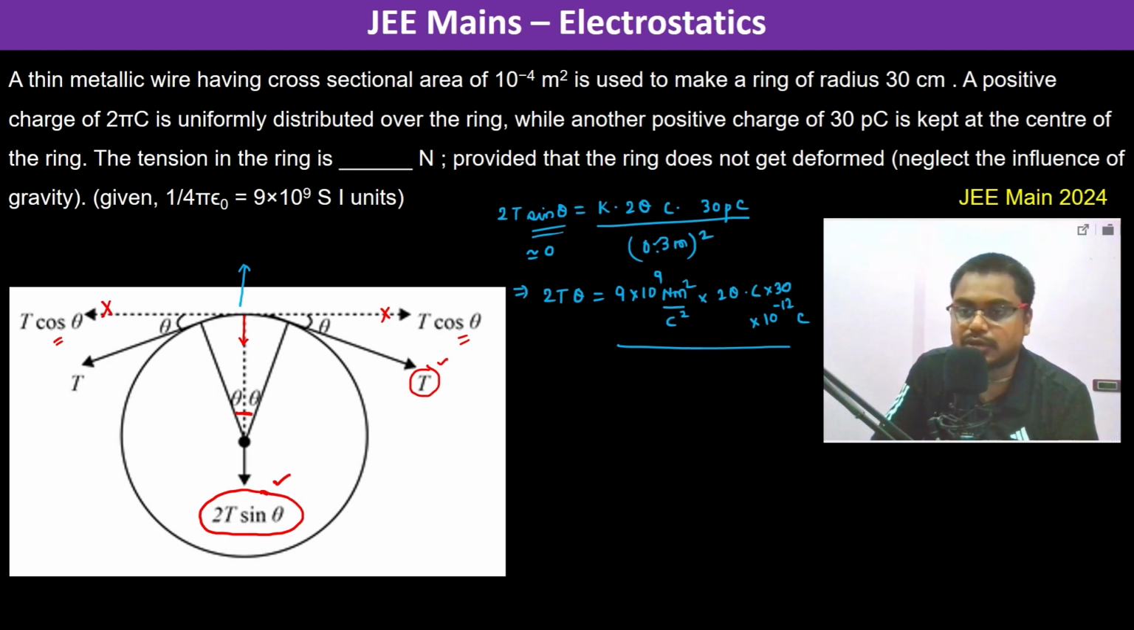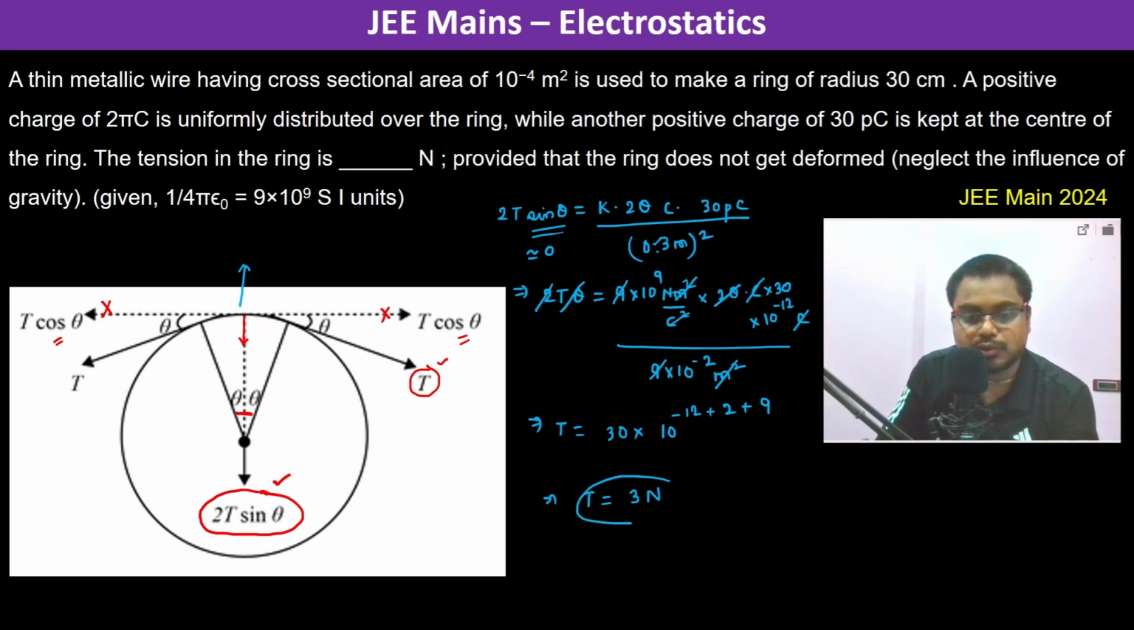So 0.3 squared is 9 into 10 to the power minus 2 meter square. Meter square is gone, coulomb square and coulomb is gone, so 2 theta on both sides is gone. So T becomes, the 9 and 9 also gone, 30 into 10 to the power minus 12 plus 2 plus 9. So tension actually becomes 3 newtons. Therefore the tension in the ring is 3 newton.